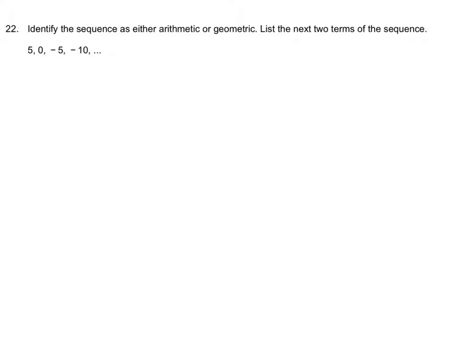So if I look at my first term, I have 5. My next term is 0. What can I do to 5 to get 0? Well, I can subtract 5 to get a value of 0. So I'm saying that my rule is -5. Let's try that out on the next couple terms to make sure that that's correct.